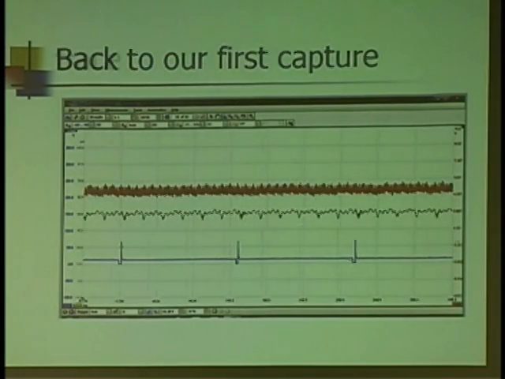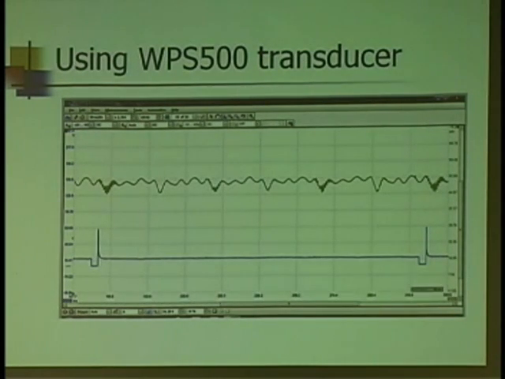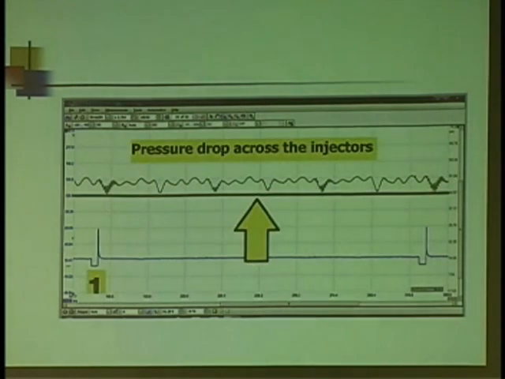Okay, back to our original capture. Now we're going to focus on the green line. Let's zoom in on that one. Is that a good pattern? I don't know. Let's see. Well, the pressure dropped. In this case, I'm actually measuring the pressure just like I had my gauge there. And that's all coming out pretty even.